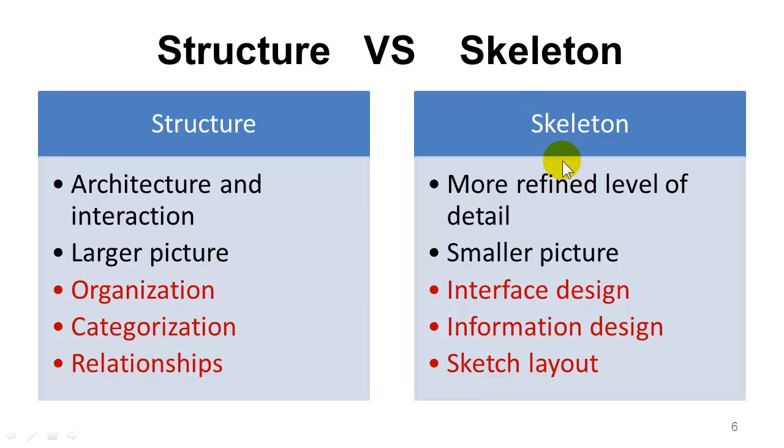At the skeleton, now we're getting to more of a refined level of detail. We're looking at the smaller picture. How do the small pieces look? This is where we start looking at the design of the interface, the design for the information, and where we actually start sketching out some kind of a layout.